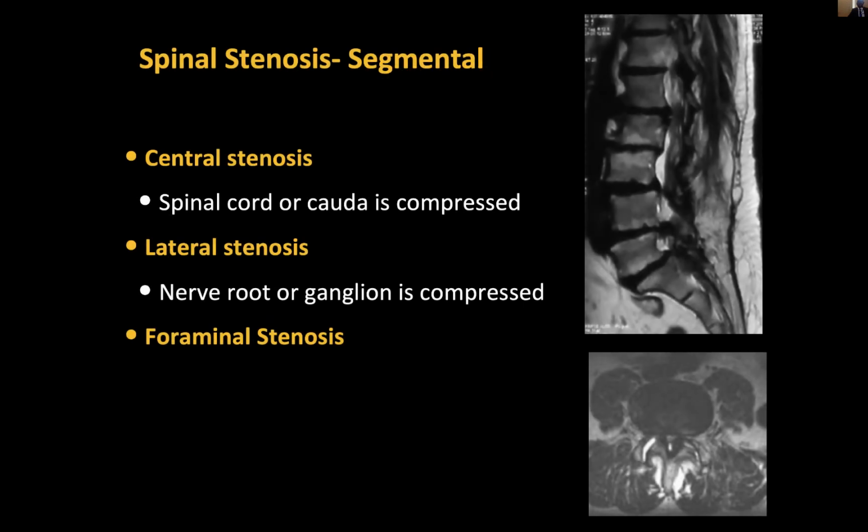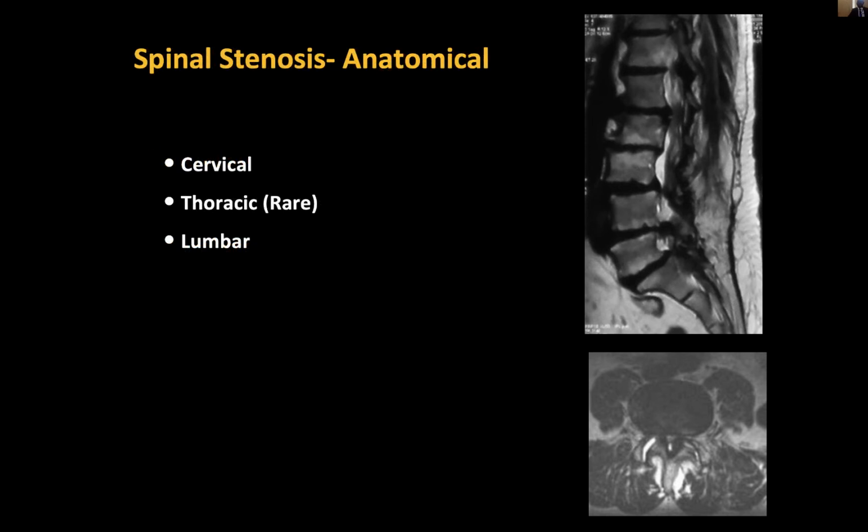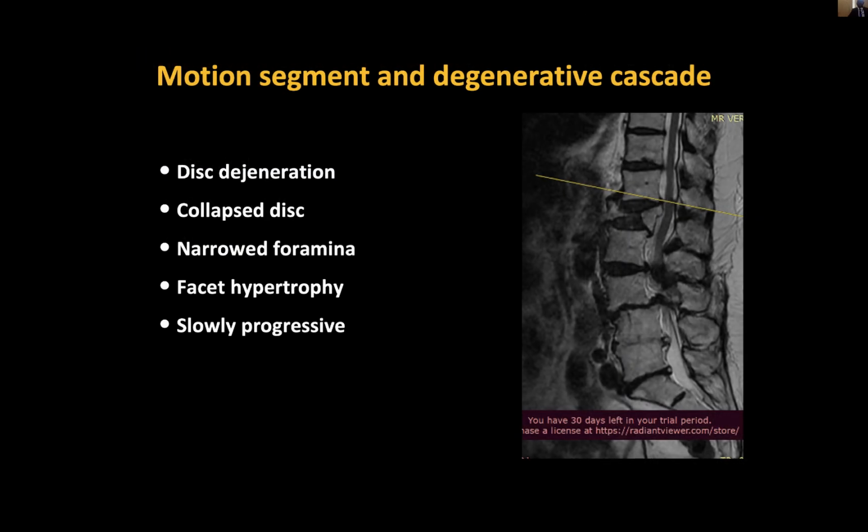So we know we have central stenosis and also lateral stenosis. We have cervical, thoracic, lumbar spinal stenosis. Everything starts with degeneration. There is a cascade there, okay? There is a disc degeneration, it collapses the disc, then it narrows the foramina. The facet gets hypertrophic and slowly it's progressive.